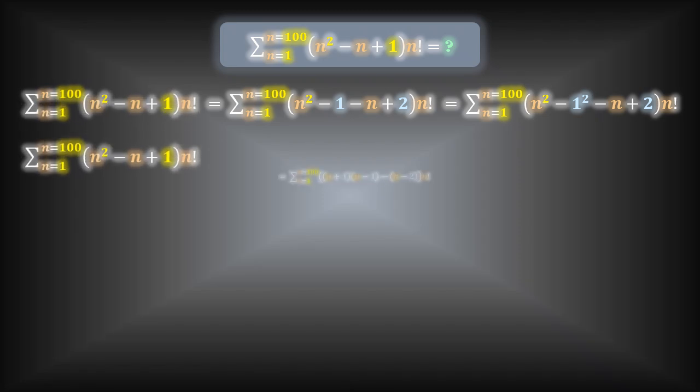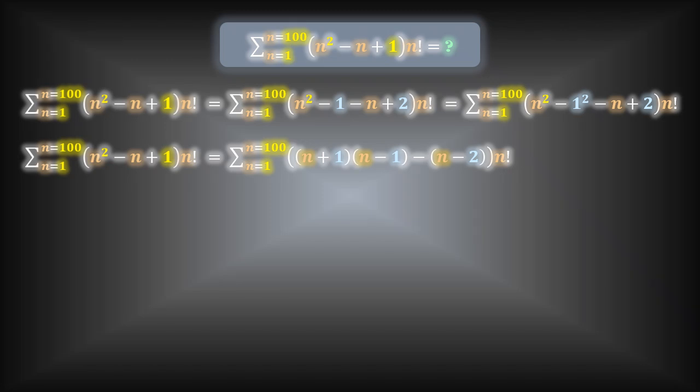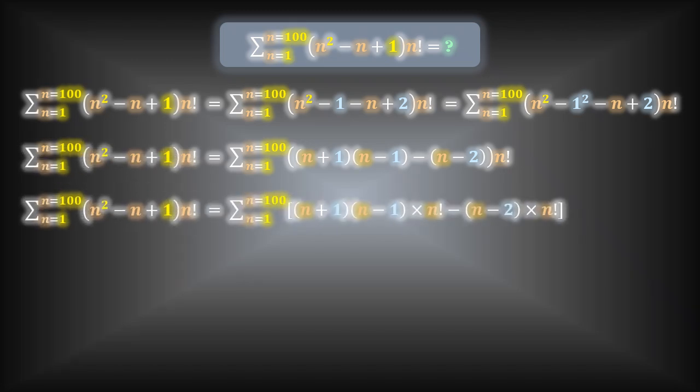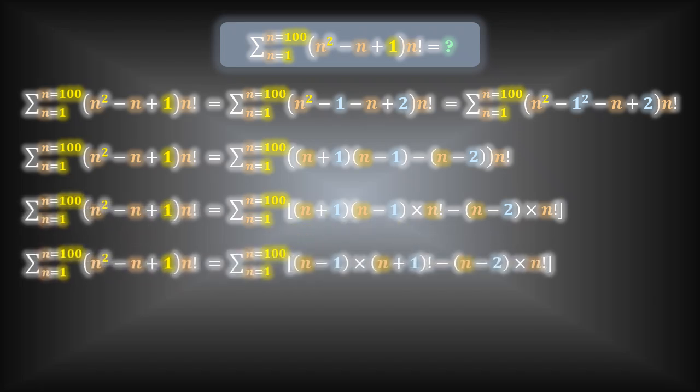So the sum becomes the sum from n equals 1 to 100 of n plus 1 all multiplied by n minus 1 minus n minus 2 all times n factorial. Now we distribute n factorial to get the sum from n equals 1 to 100 of n plus 1 all multiplied by n minus 1 times n factorial minus n minus 2 all multiplied by n factorial. We observe that n plus 1 all multiplied by n factorial is equal to n plus 1 factorial. So the expression becomes the sum from n equals 1 to 100 of n minus 1 all multiplied by n plus 1 factorial minus n minus 2 all multiplied by n factorial.